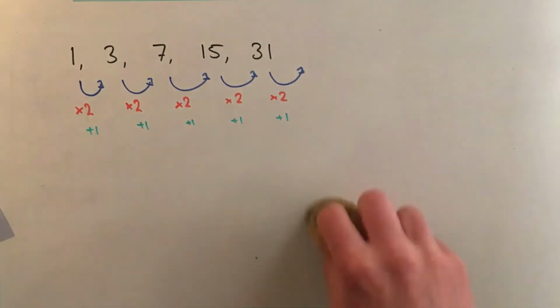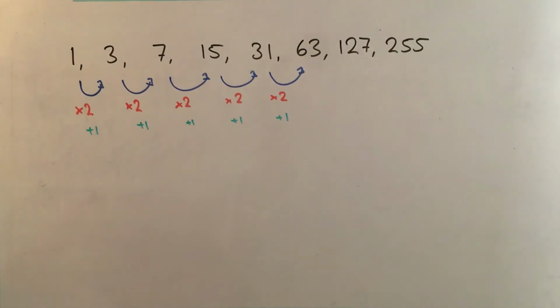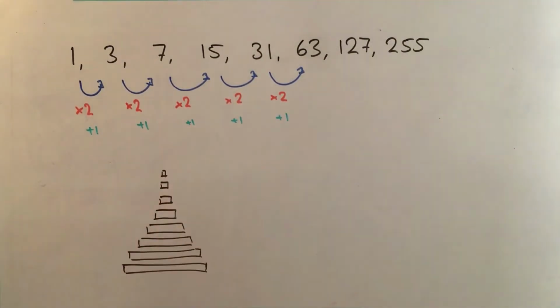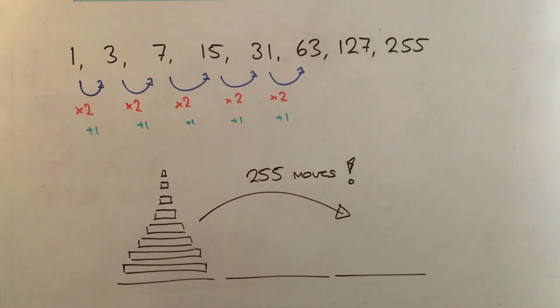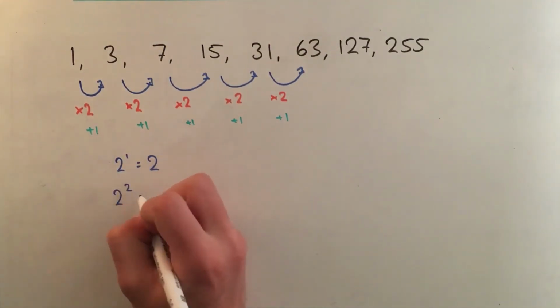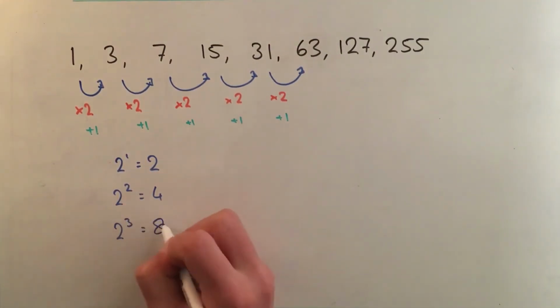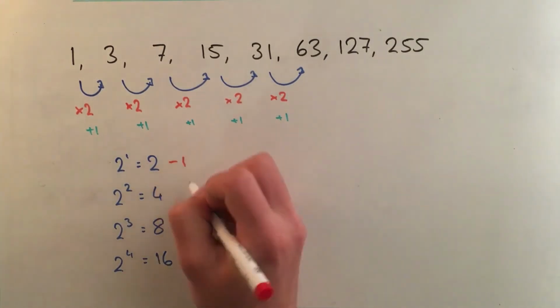Continuing this pattern, we get 63, 127, and 255 as the next 3 terms. I'm sure you wouldn't have wanted to work these out by hand. You might also have noticed that every term in this sequence is one less than a power of 2. If you did, well done. This isn't easy to spot.